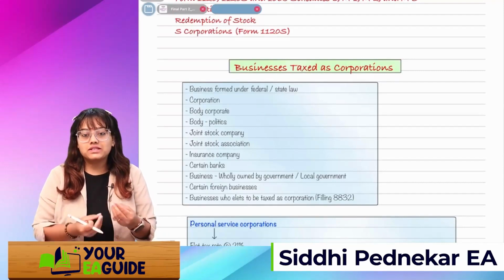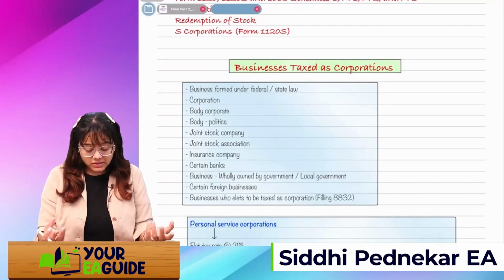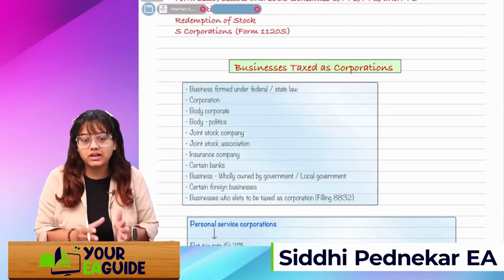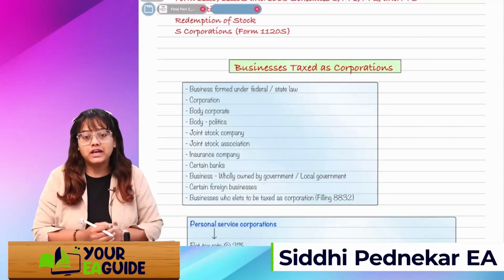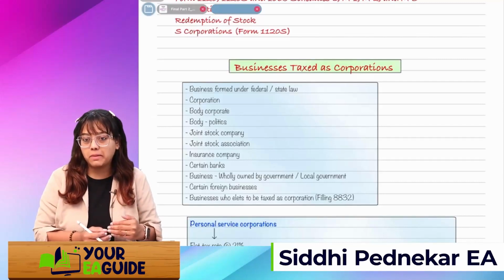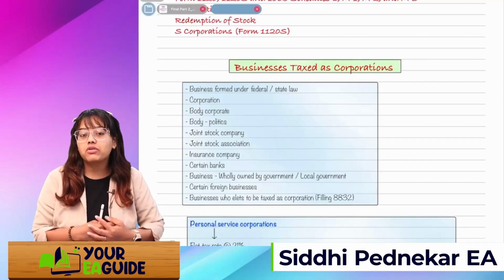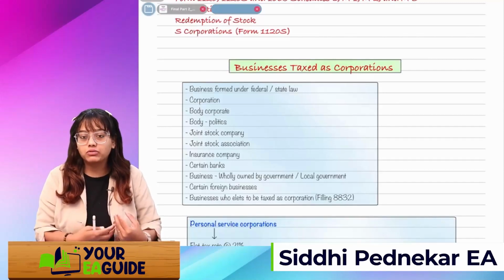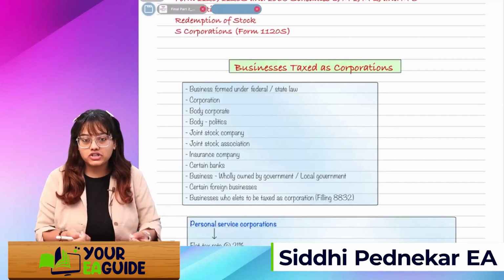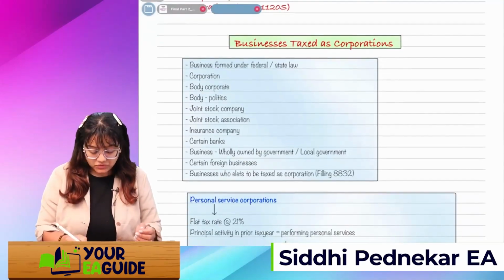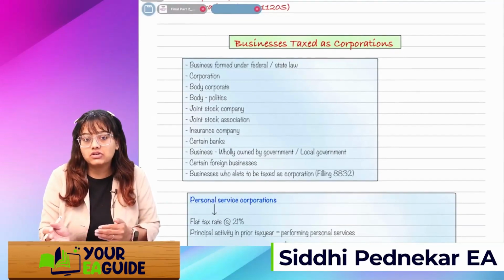How will a business be taxed as a corporation? First, we need to know who are going to be covered as corporations. In partnership also, we saw that there was a list of companies or corporations who were not allowed to participate in a partnership firm, who cannot create a partnership firm. So these are the list which can be treated as a corporation.